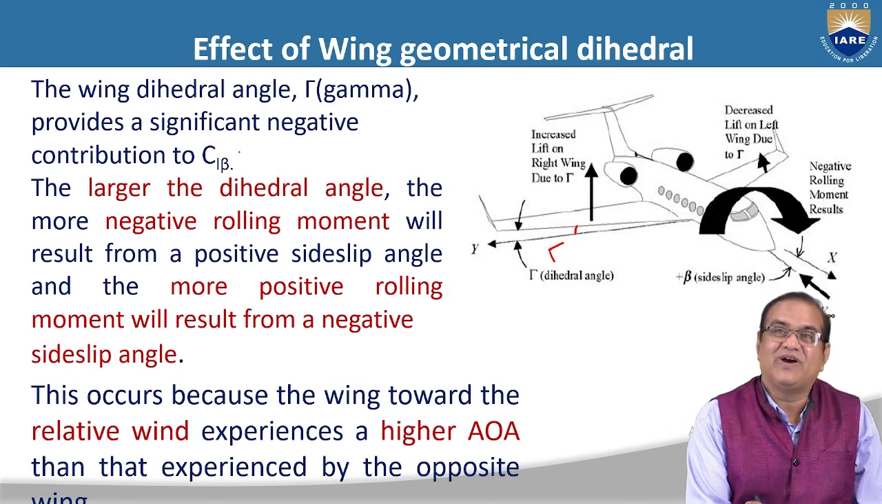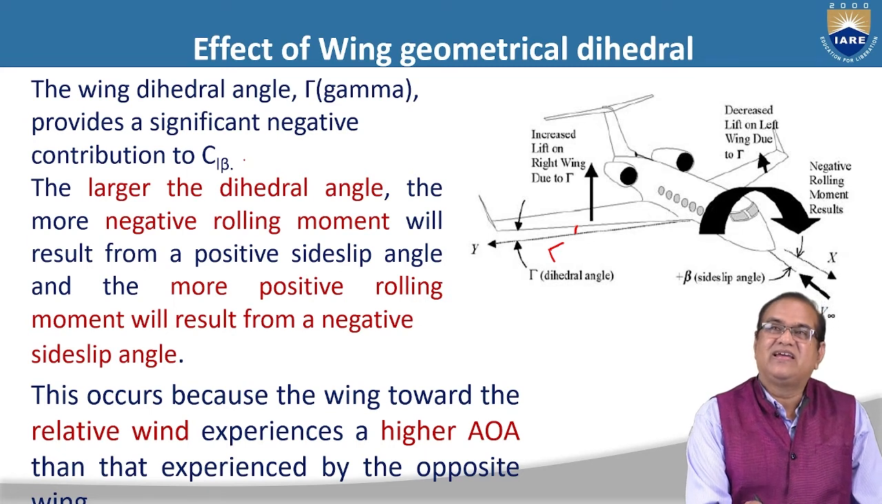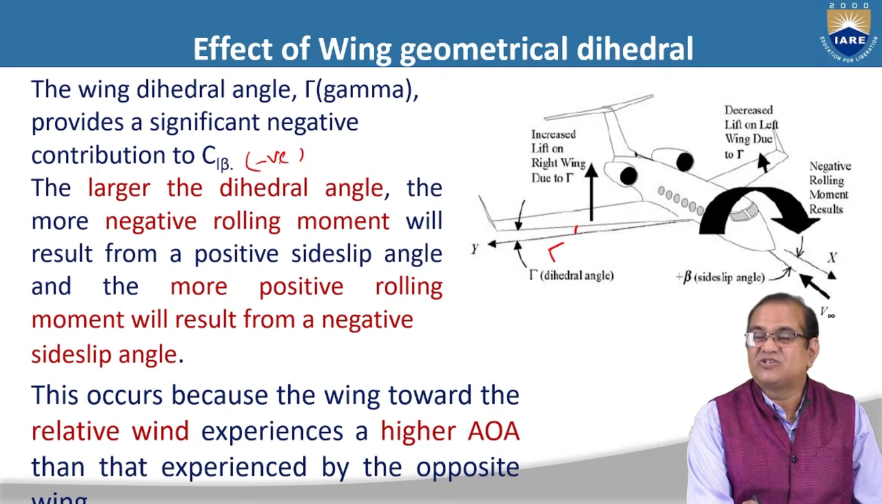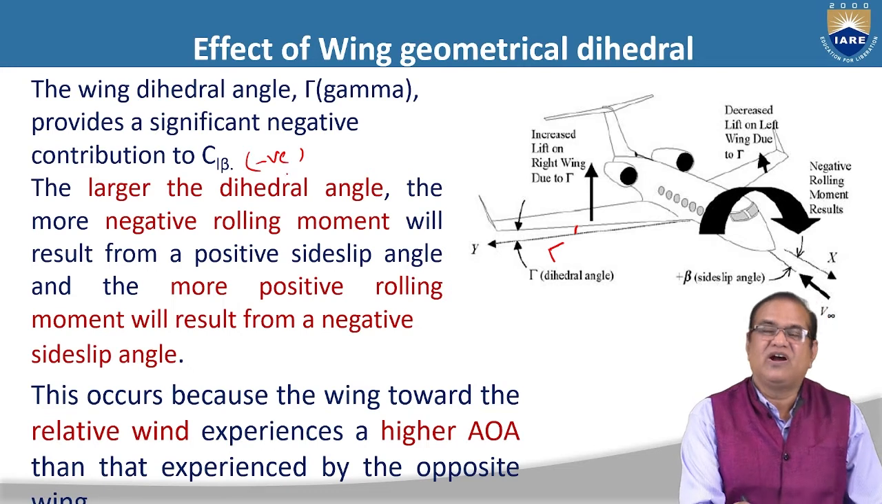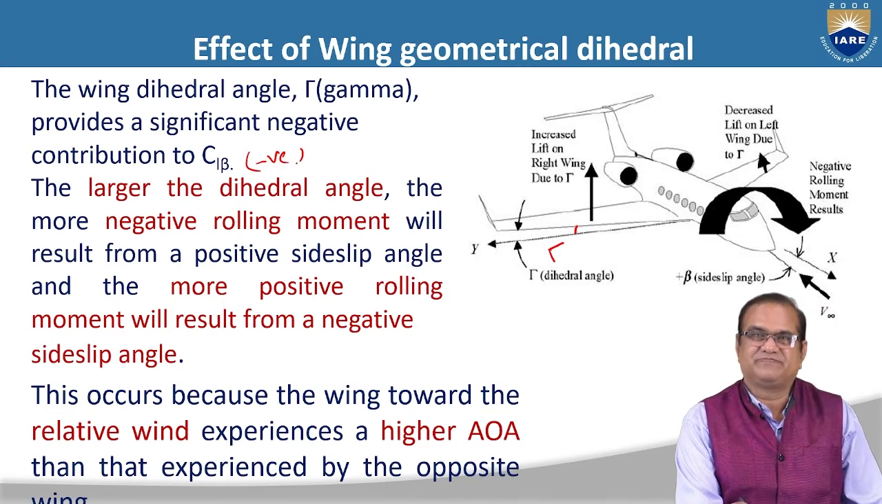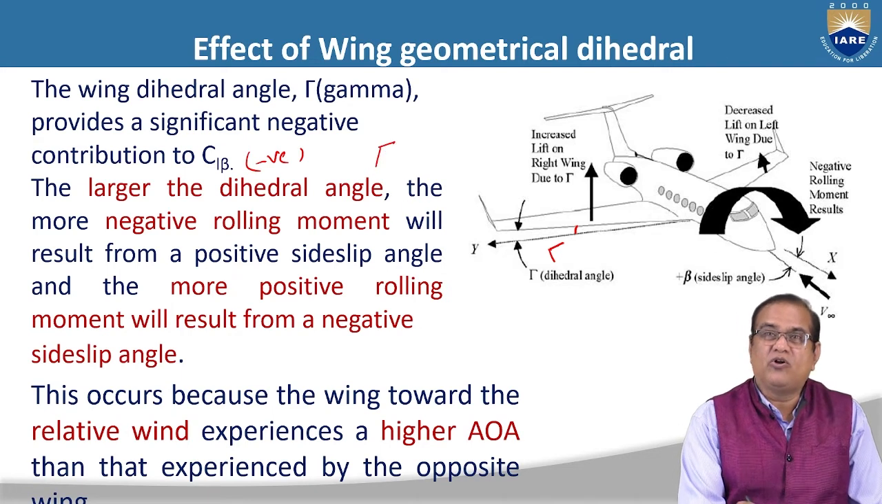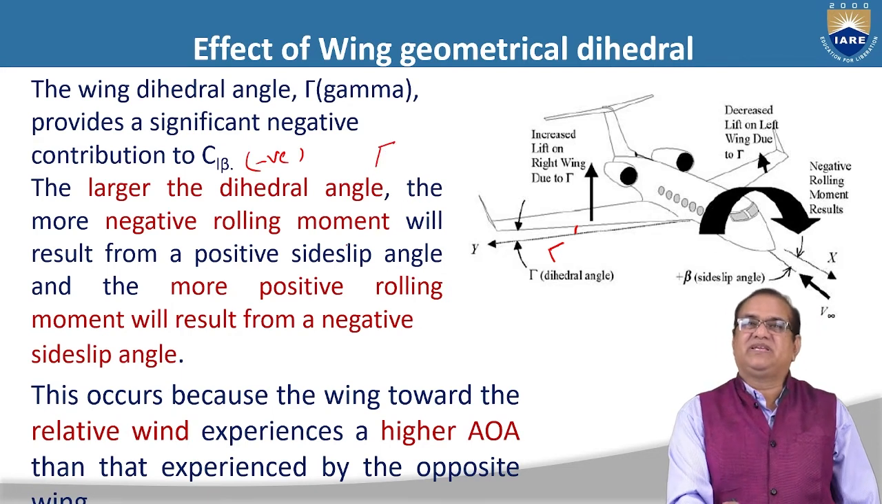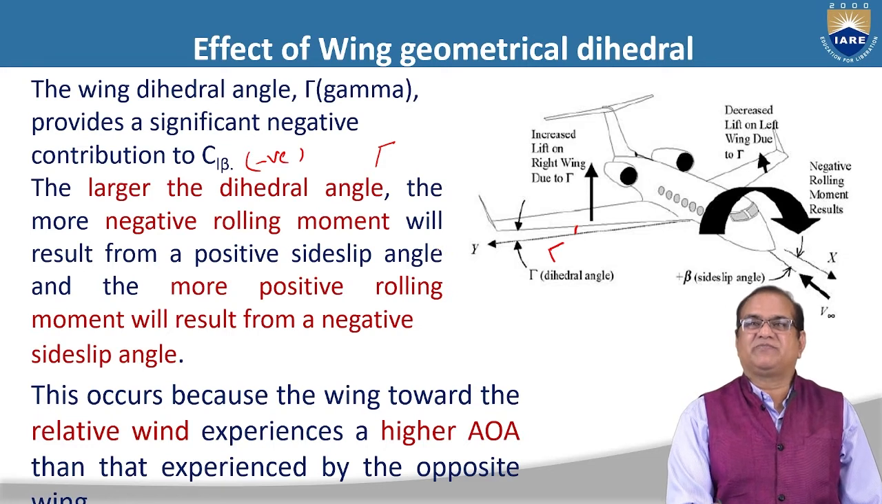Just now I told you that to have stability in rolling, C_L beta should be negative. If C_L beta is negative, 100% your aircraft is stable in rolling moment. The larger the dihedral angle gamma, the more negative rolling moment will result from a positive side slip angle, and the more positive rolling moment will result from a negative angle.